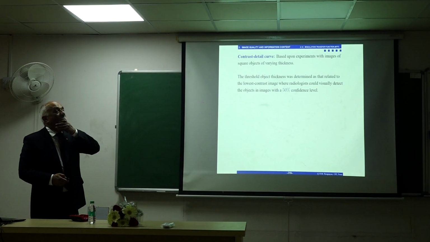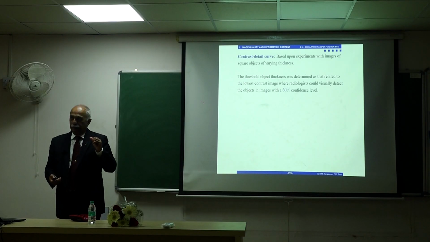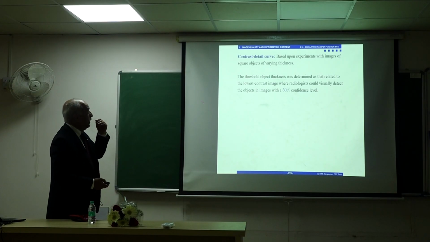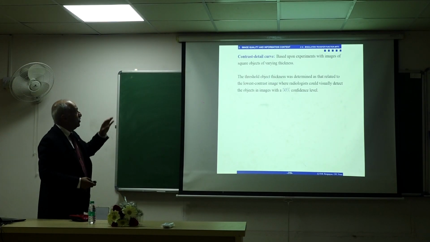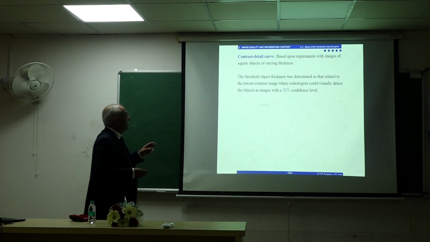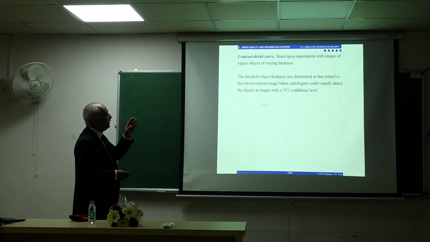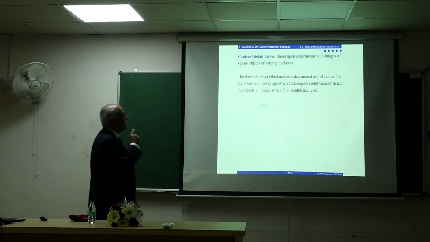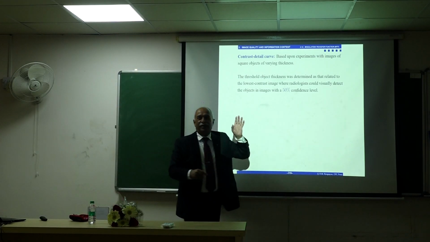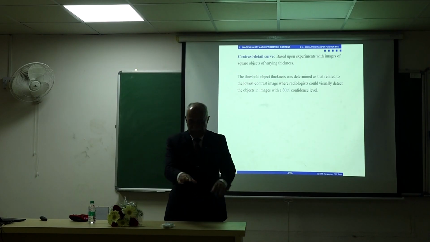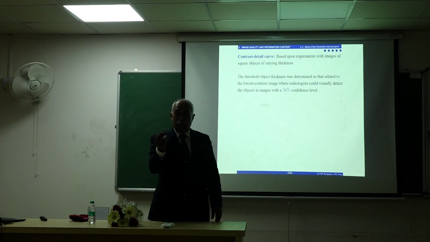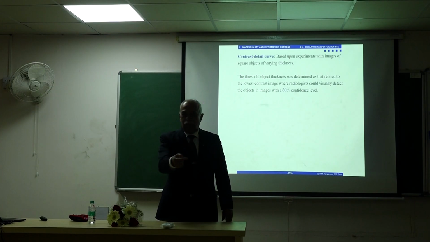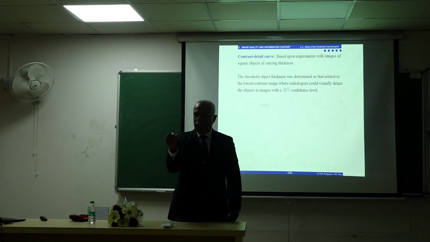There is another type of representation of image quality in terms of contrast detail. It's based upon experiments with images of objects, square or circle or something. The threshold object thickness is determined as that related to the lowest contrast image where a radiologist or whoever is using the image could visually detect the objects with a 50% confidence level. So you make a phantom, a test image, typically they use foils of gold, could be aluminum or some metal, different thickness and little pieces, squares or whatever you want, and different thickness and different size.